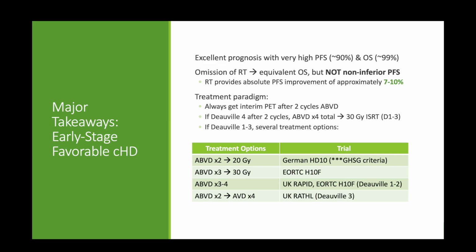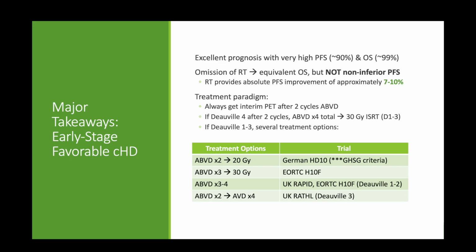If the patients have a Deauville 4 response, meaning a partial response to upfront chemotherapy, then we know that we need to give them more chemotherapy because they did not respond as well as we would have liked to the upfront 2 cycles. So if they're Deauville 4, then they get more ABVD, so 4 cycles total. And then if they have a good response to that, we can treat them with 30 gray of involved site radiation. So ABVD times 4 followed by 30 gray.